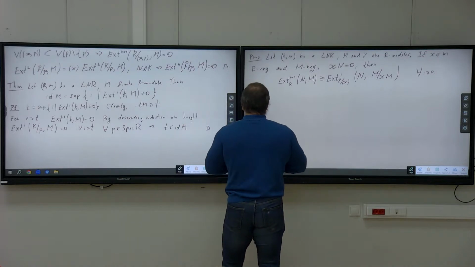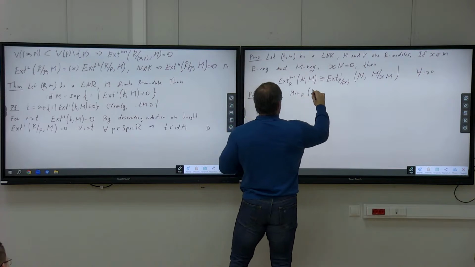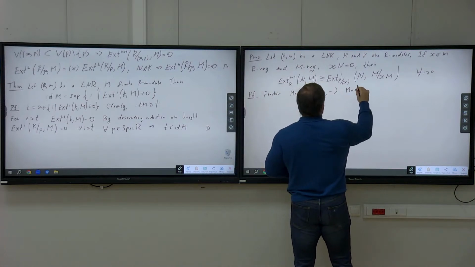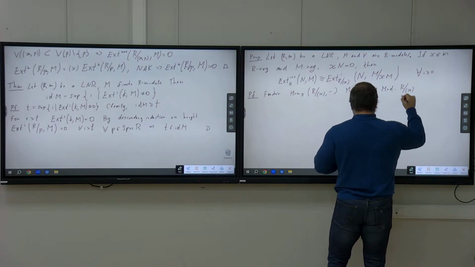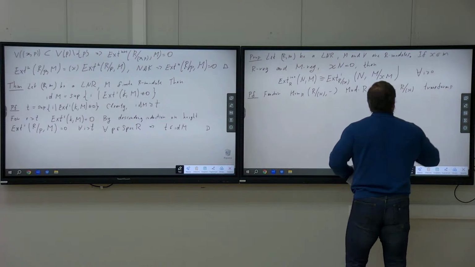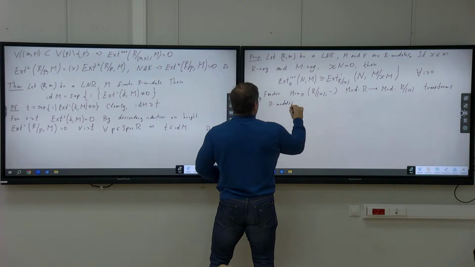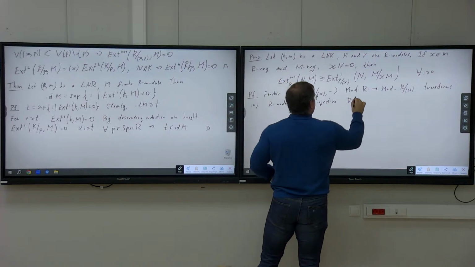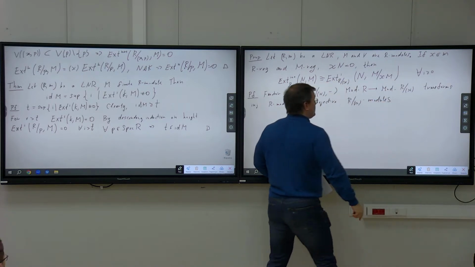Proof. Well, first claim is that the functor Hom over R from R modulo x to blank, this is a covariant functor from the modules over R to the modules over R modulo x, transforms injective R-modules to injective R modulo x modules. So it preserves the property of being injective.